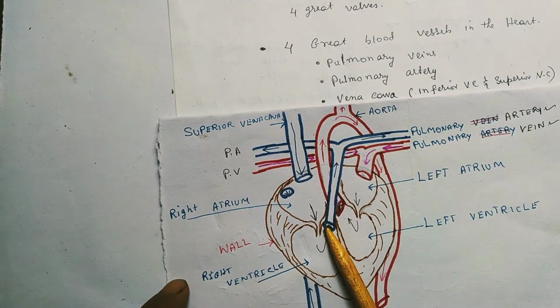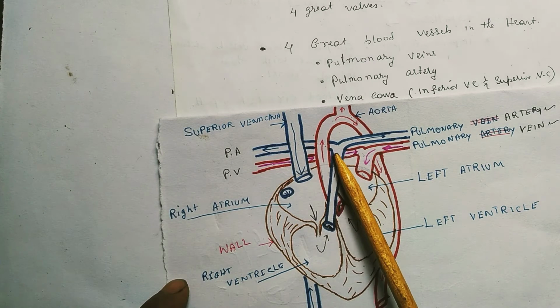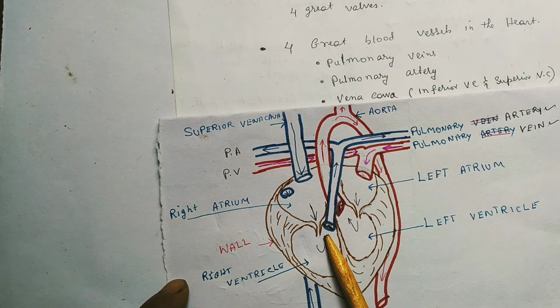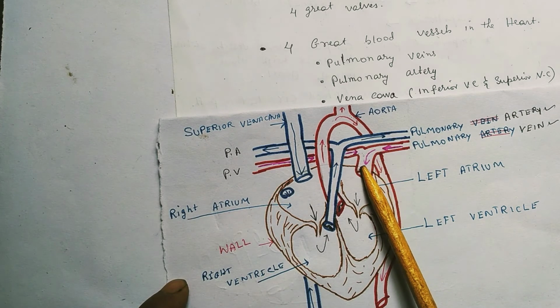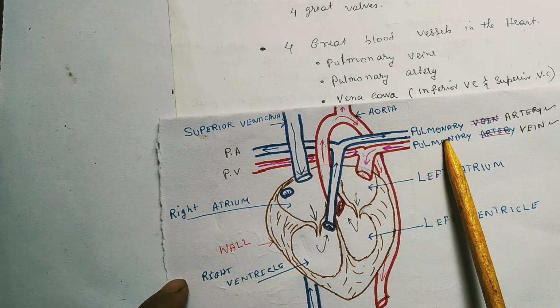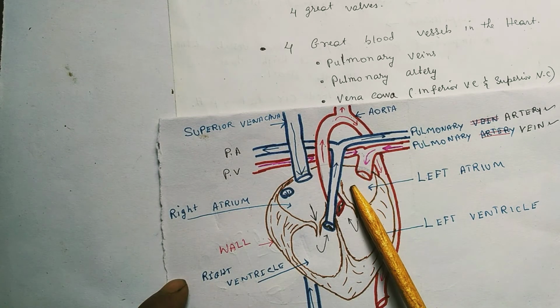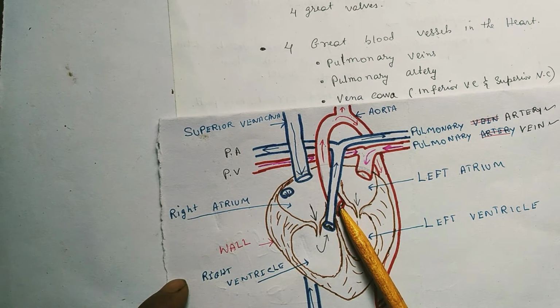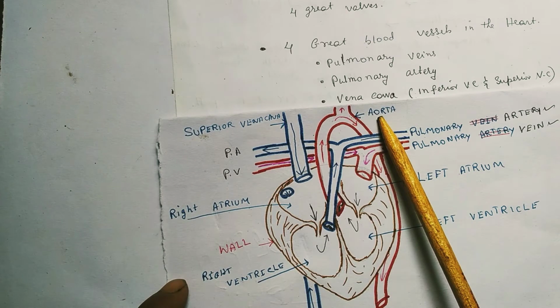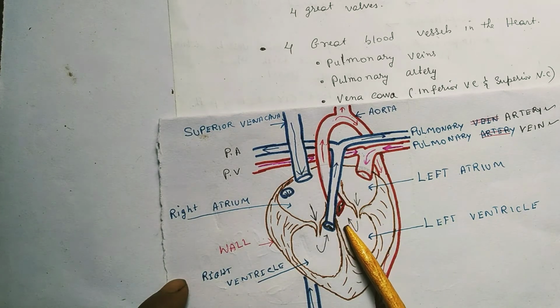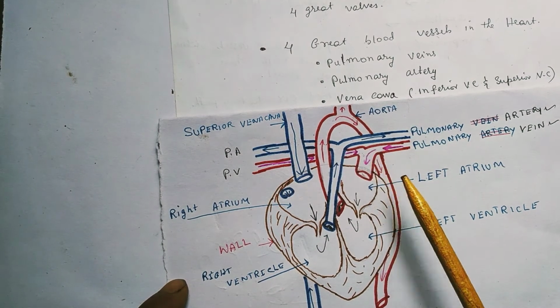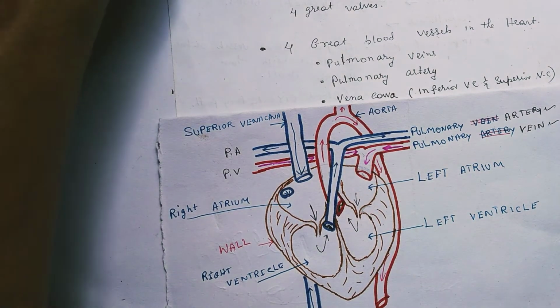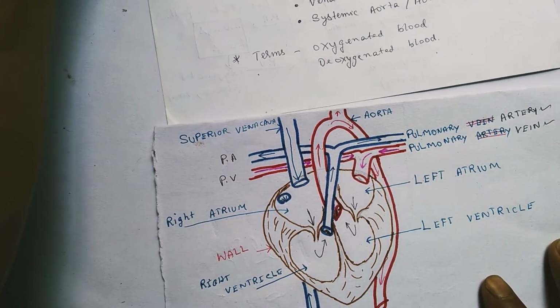And number 2, the pulmonary artery, which takes the blood from the heart to the lungs. And this one, the pulmonary veins, is the third one, which take the blood from the lungs into the heart, to the left atrium of the heart. And the fourth one is the systemic aorta, or simply the aorta, which carries the pumped blood from the left ventricle to different parts of the body. So those are the 4 great blood vessels present in the heart.